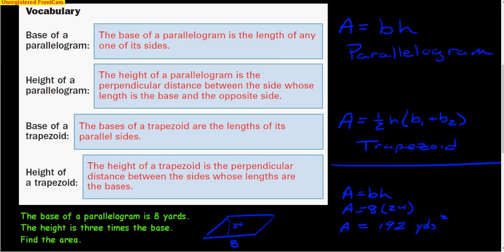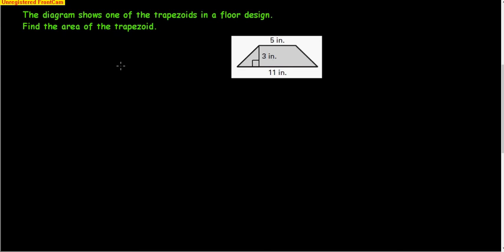So we're going to jump right over to example 2. All right, this is on your next page. The diagram shows one of the trapezoids in a floor design, and we want to find the area of that. Okay, so as I was saying before, these are your two bases right here. Notice those are the two parallel sides.